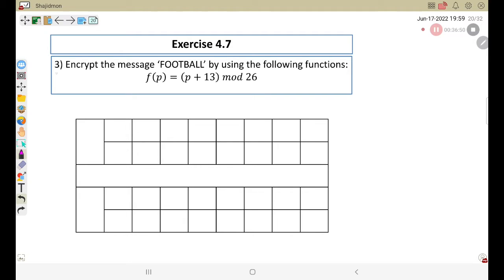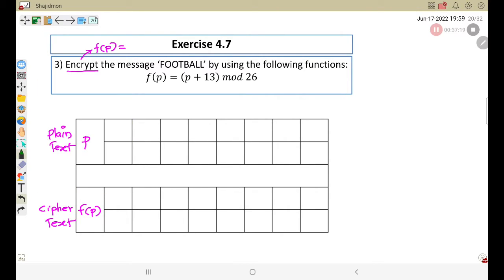Exercise 4.7, question number 3. 1 and 2 we did already in Caesar cipher. Now question 3, encrypt the message. Just underline the word encrypt. Encrypt means we need to calculate F of P. So I am using the table here, F of P. Here is the answer part. Cipher text we need to calculate. Plain text is given, P is given. Correct? Plain text is given.